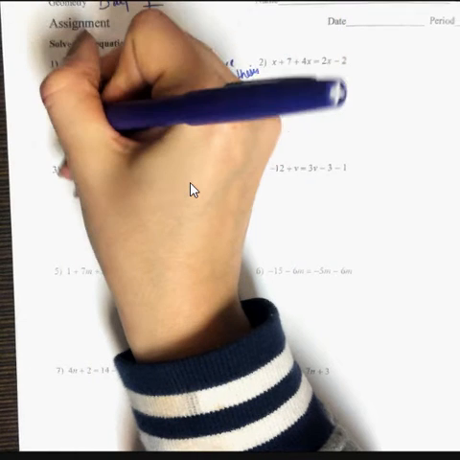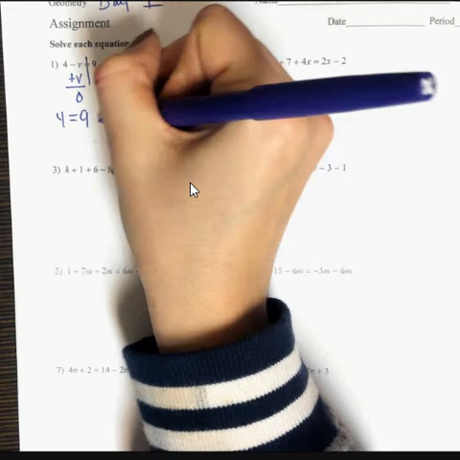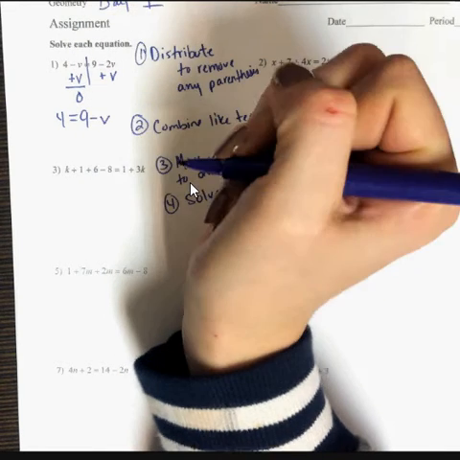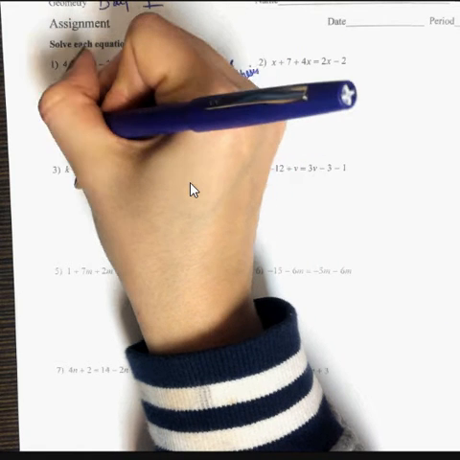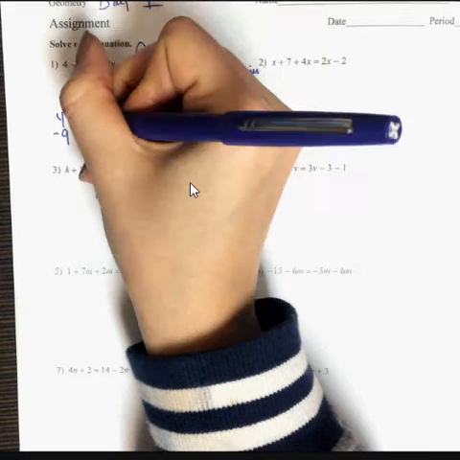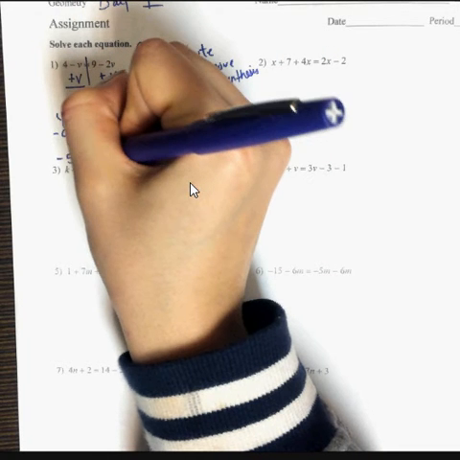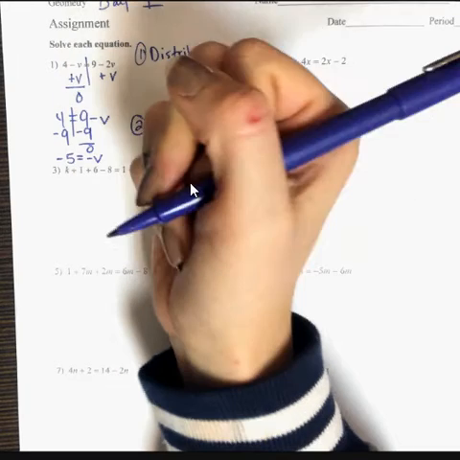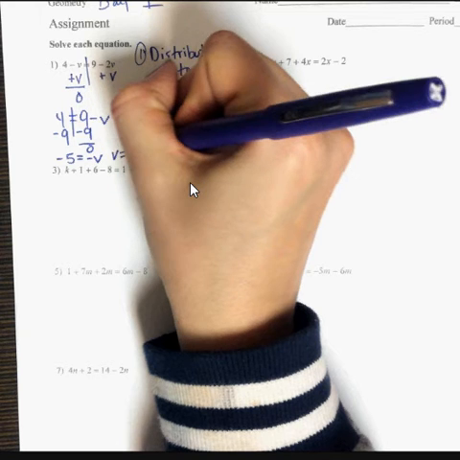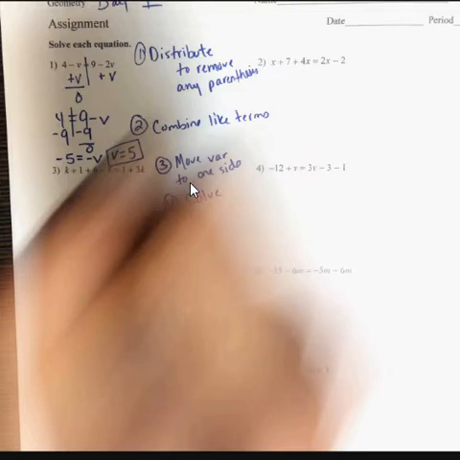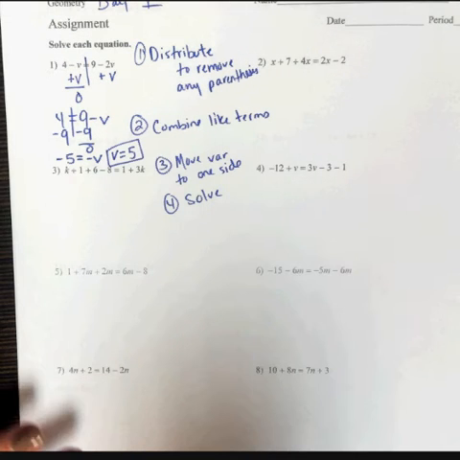So I'm left with 4 equals 9. A negative 2v plus a v is a negative v. Then I just solve my equation. I'm going to subtract 9 from both sides. 4 take away 9 is a negative 5 equals a negative v. If a negative 5 equals a negative v, v is going to equal a positive 5. And then there we go. Okay, so that's a pretty basic one.